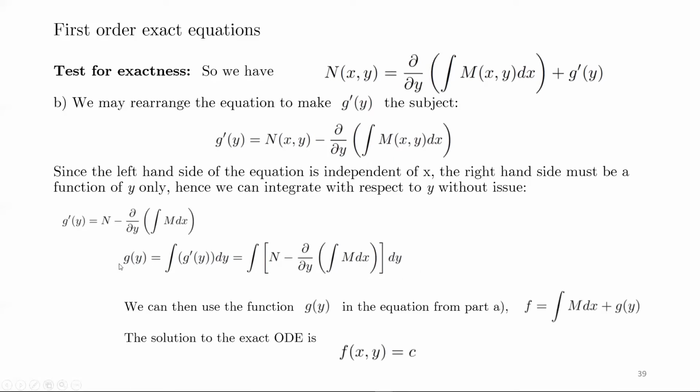That will give us an expression for g, and we can then substitute this function g into the very first equation we wrote down for f. f is equal to the integral of m dx plus what was previously unknown, this function g, well, we can find g in this way. The final step is to take the function f that you found and set it equal to a constant, which is the actual solution to the exact ODE.